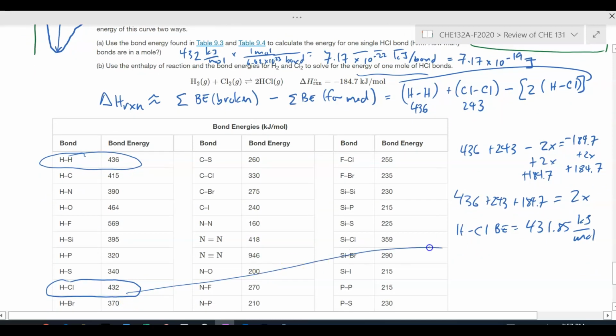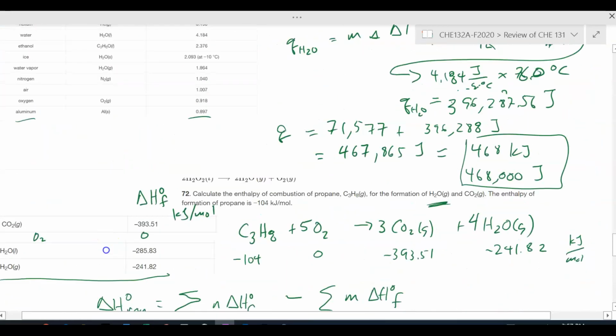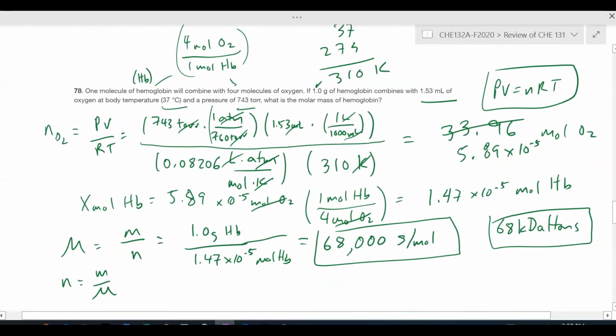Notice that's not too far off that estimated value from the table, the average value in the bond energies, but that's an example of doing a bond energy type calculation. We'll review these again when we get to the energetics unit, but you are responsible for them at this point in time.